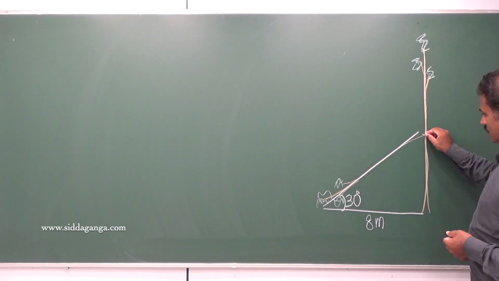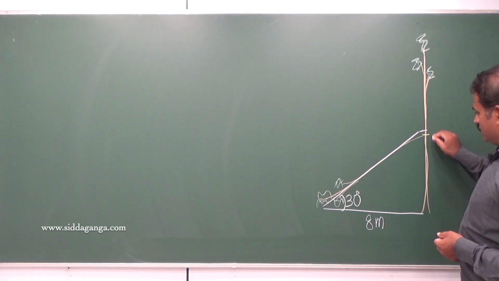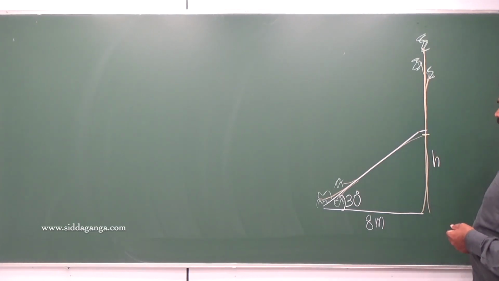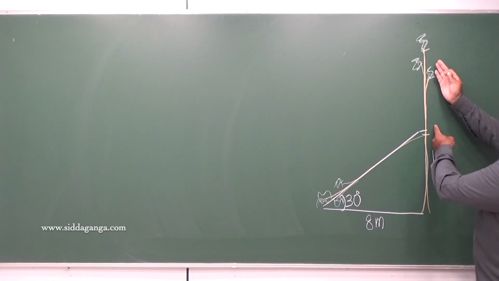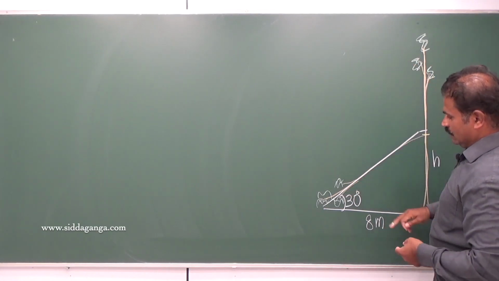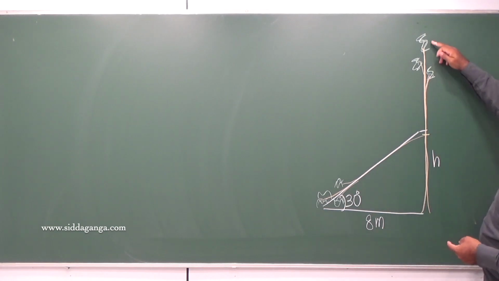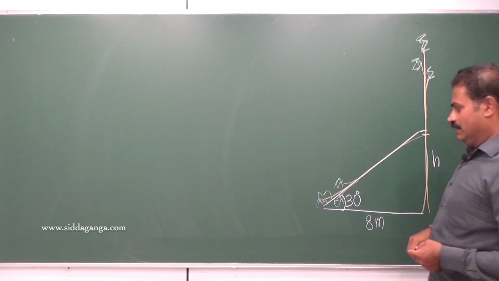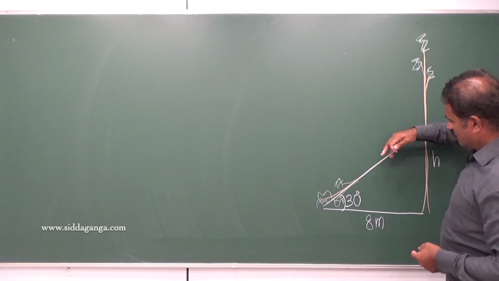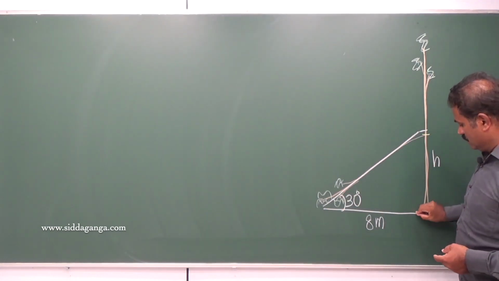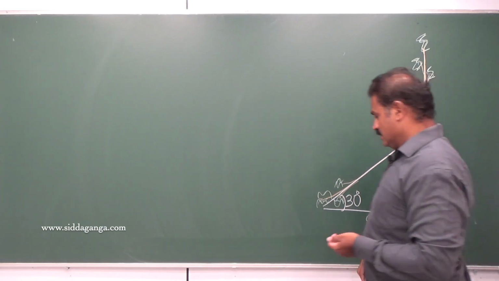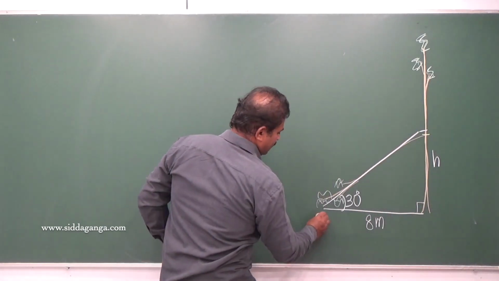So let us consider where the tree is broken as H, and this whole tree, now it is in two parts. So the part which is below the broken point and the part which is already broken here. So you need to calculate both of these to get the total height of the tree. Now the upper part is broken and it is now the hypotenuse of this triangle, and this is 90 degree. And let us name this triangle as ABC.